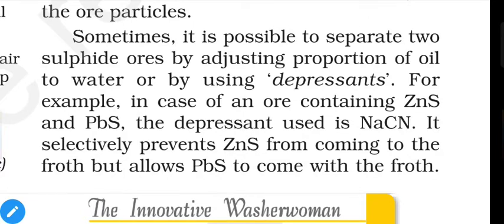Sometimes it is possible to separate two sulfide ores by adjusting the proportion of oil to water or by using a depressant. For example, in the case of an ore containing ZnS and PbS, the depressant used is NaCN, sodium cyanide. It selectively prevents ZnS from coming to the froth but allows PbS to come with the froth. That means you can collect PbS separately, and ZnS will remain inside the solution because of the depressant NaCN.